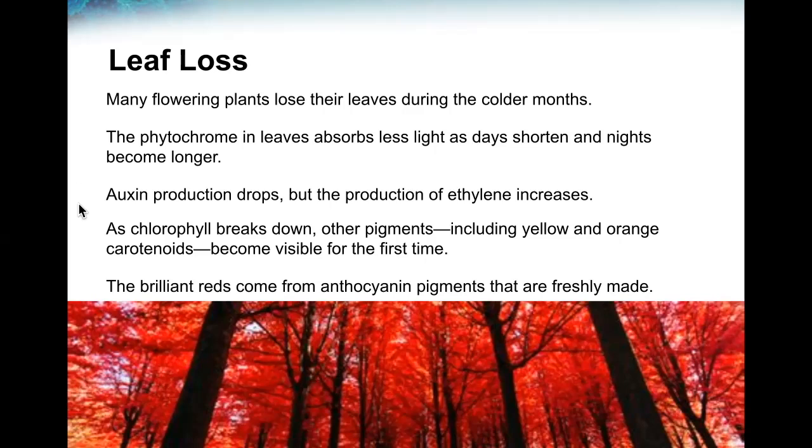Auxin production drops, but the production of ethylene increases. As chlorophyll breaks down, other pigments, including yellow and orange carotenoids, become visible for the first time. The brilliant reds come from anthocyanin pigments that are freshly made.